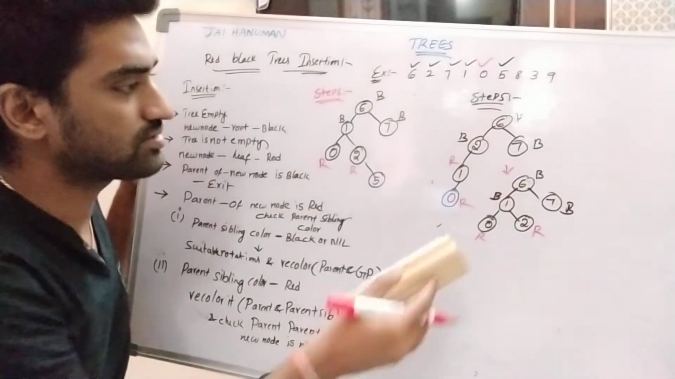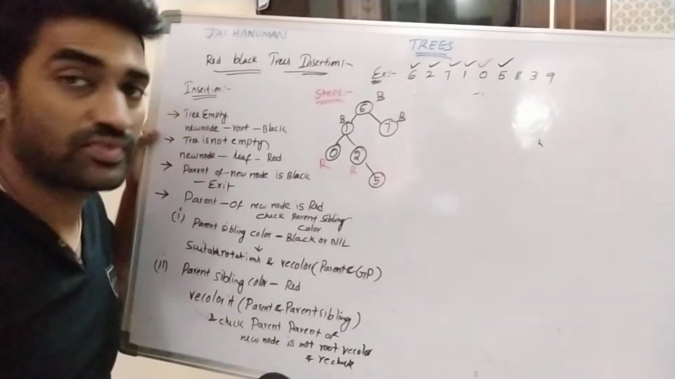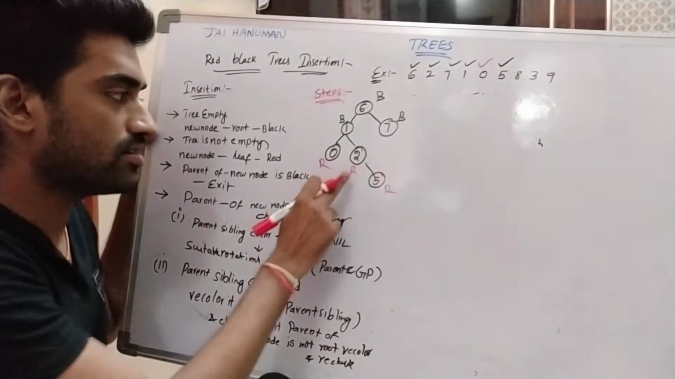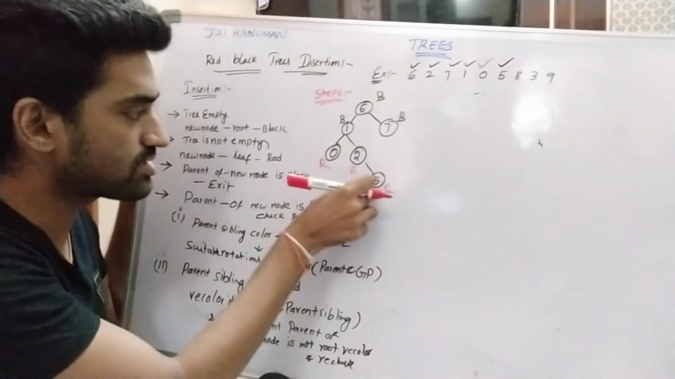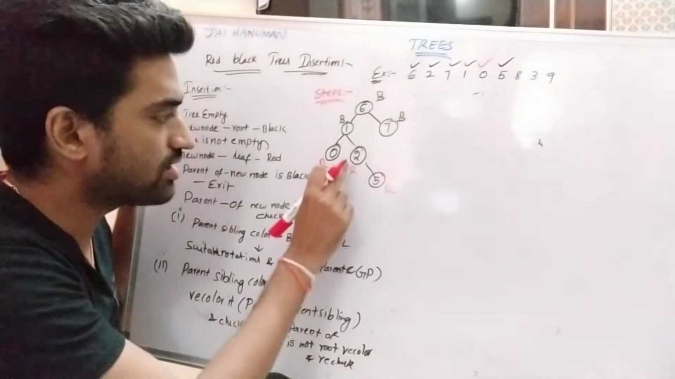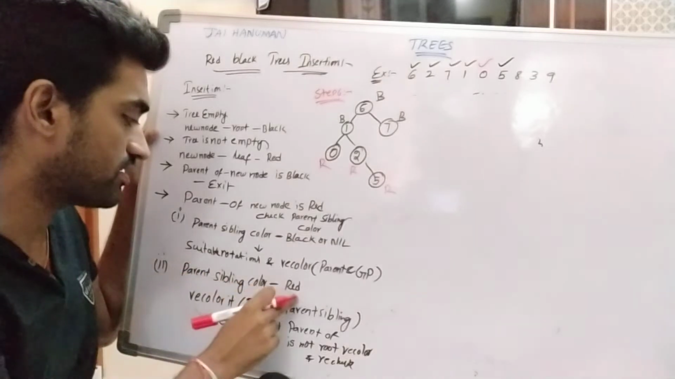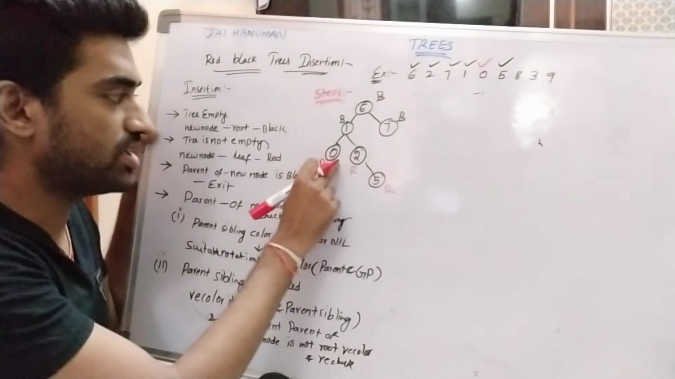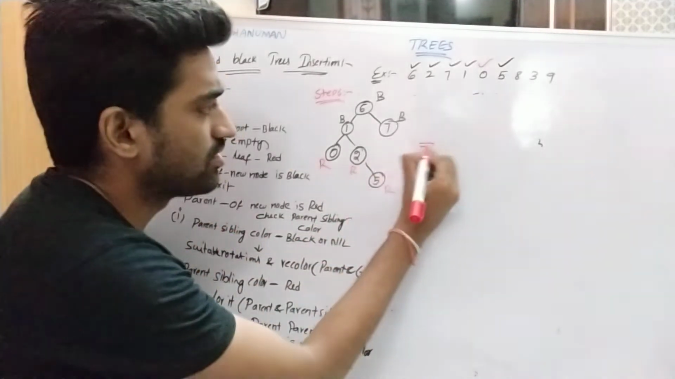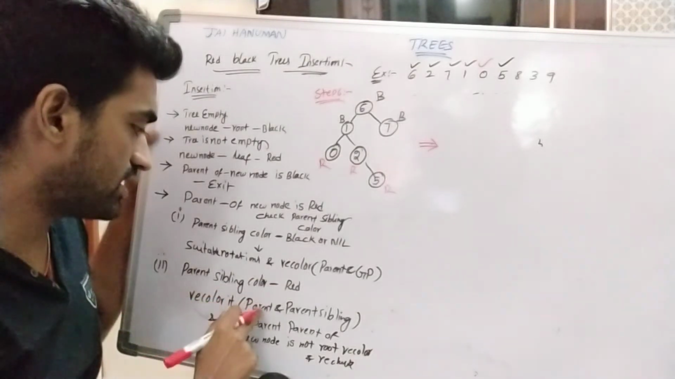So what is the newly inserted node? 5. So the newly inserted node is always red. So again an RR conflict has occurred, right? So in this case check the parent sibling color. So the parent sibling color is black or null in one case, but here the parent sibling color is red. Then we perform recolor.